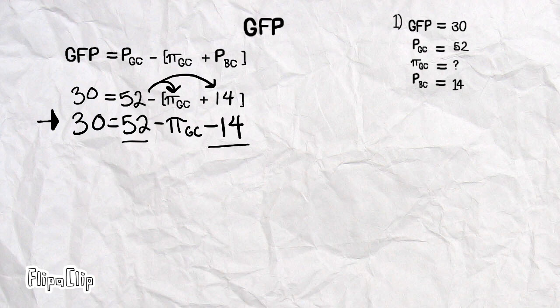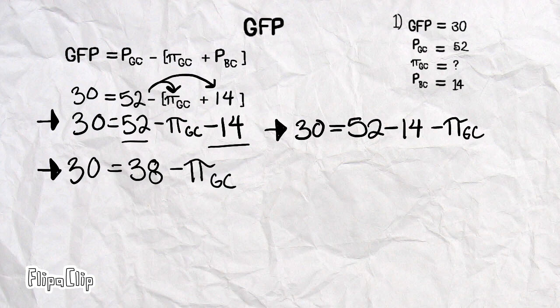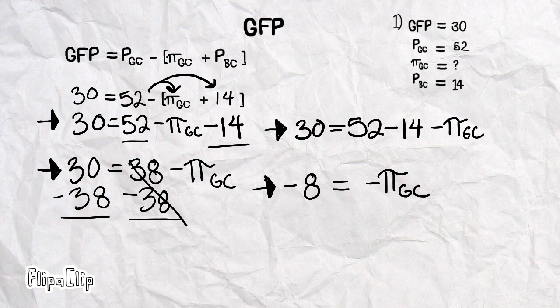Now, let's combine 52 and negative 14, and we'll get 38. Now we move 38 to the other side, and we get negative 8 equals negative pi GC. Now, let's divide by a negative, and now our colloid osmotic forces is equal to 8.